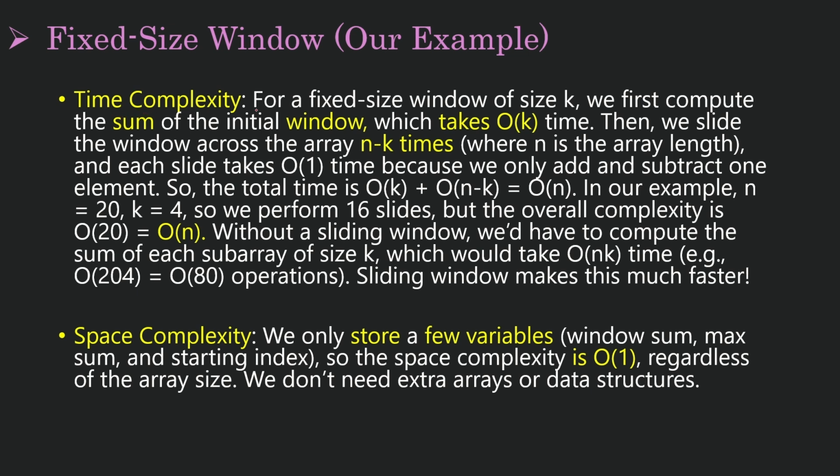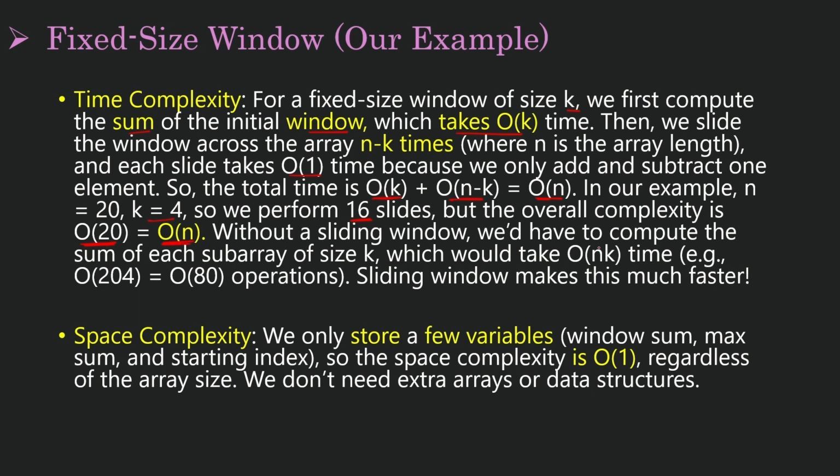For a fixed size window of size k, we first compute the sum of the initial window, which takes O(k) time. Then, we slide the window across the array n minus k times, where n is the array length, and each slide takes O(1) time, because we only add and subtract one element. So, the total time is O(k) plus O(n minus k) equals O(n). In our example, n equals 20, k equals 4, so we perform 16 slides, but the overall complexity is O(20) equals O(n).